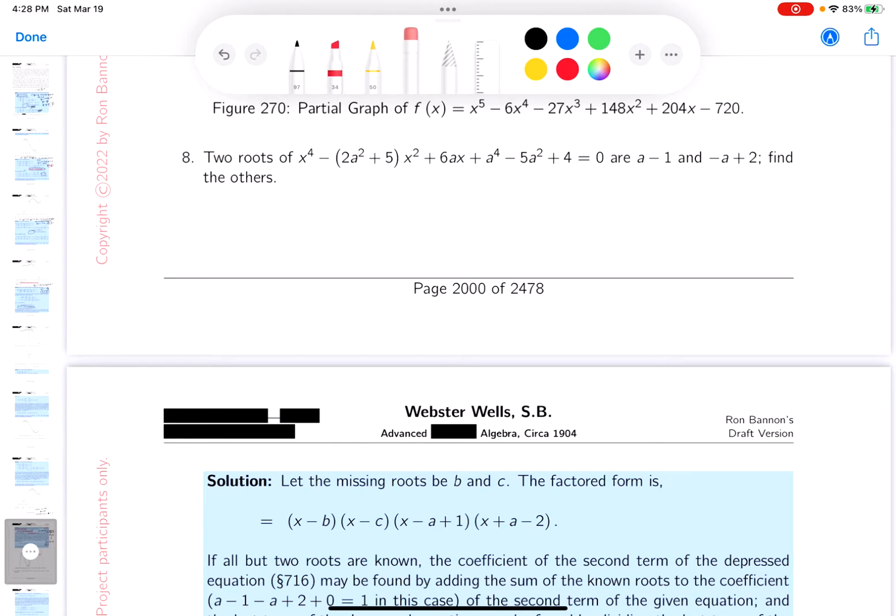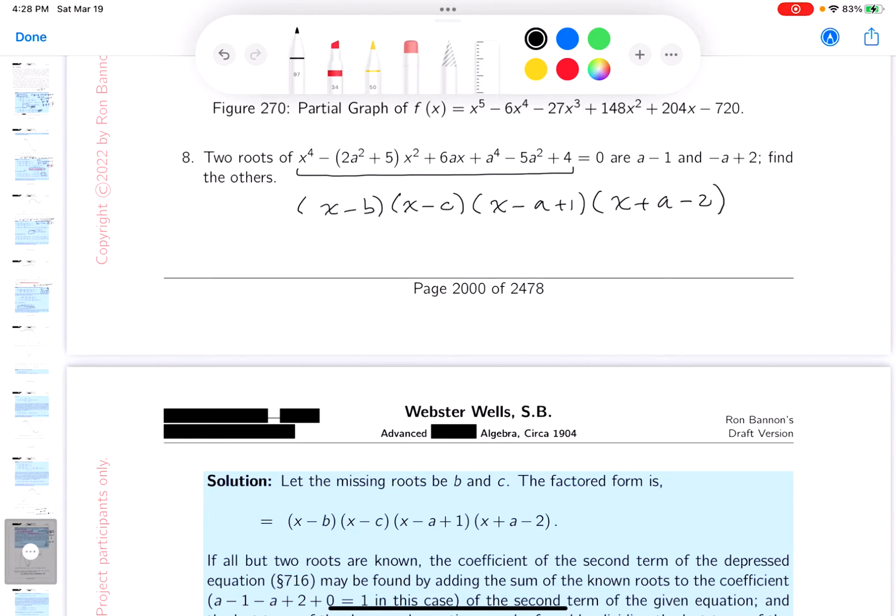Okay, we're given a degree 4 polynomial and 2 of the roots. And so I'm going to write this down for you. I'm going to say the other 2 roots are b and c. So this polynomial here is going to factor into (x minus b)(x minus c)(x minus a plus 1)(x plus a minus 2).